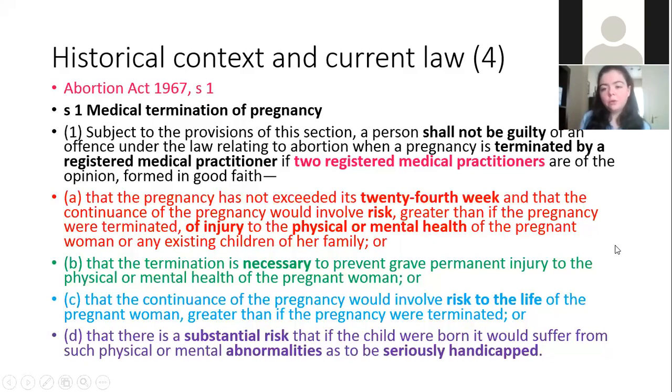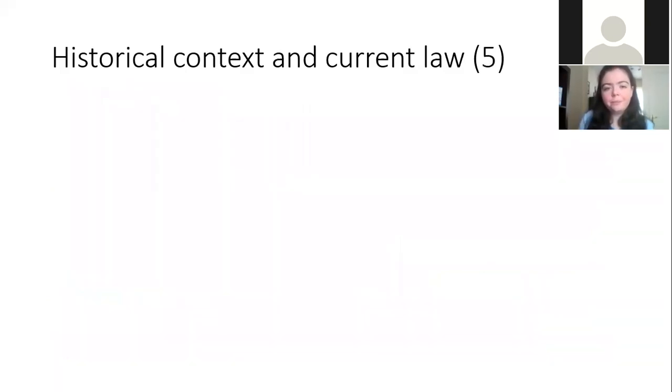But beyond the 24 weeks, there can be abortion if it's necessary to prevent grave permanent injury, physical or mental health, of the pregnant woman, or to prevent risk to the life of the pregnant person. Very few cases come under those ones, but it is done when necessary. And then D, that there's a substantial risk that if the child were born, it would suffer from such physical or mental abnormalities as to be seriously handicapped. We're going to focus in on D for a minute.